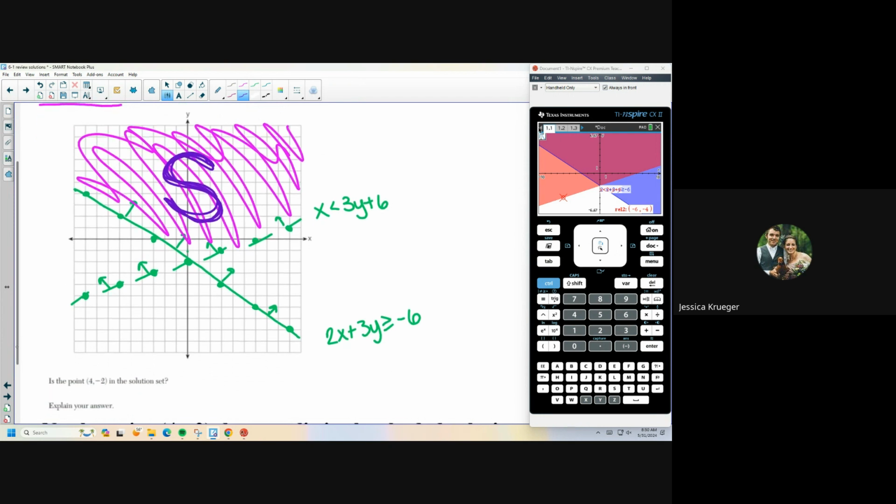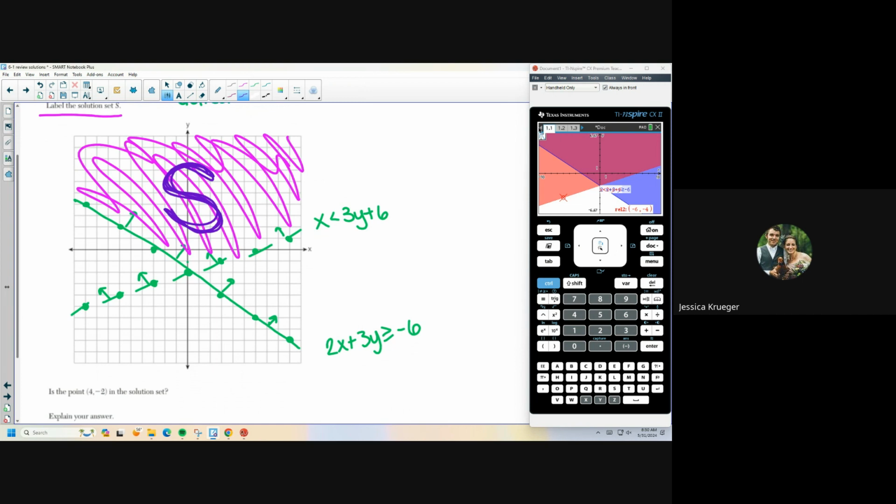The next thing it says is the point 4, -2 in the solution set? So I'm going to go ahead and go to 4, -2. And I can see, no, it is not in the solution set. Even though it's right here on my calculator, it's in one shaded area, but not both.